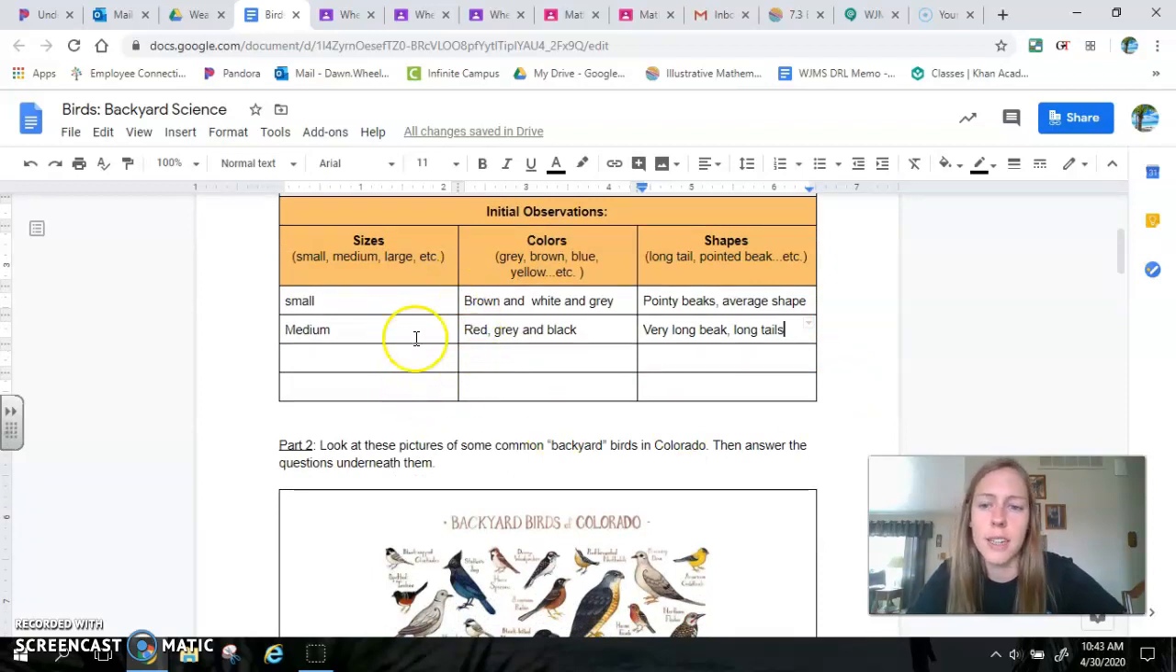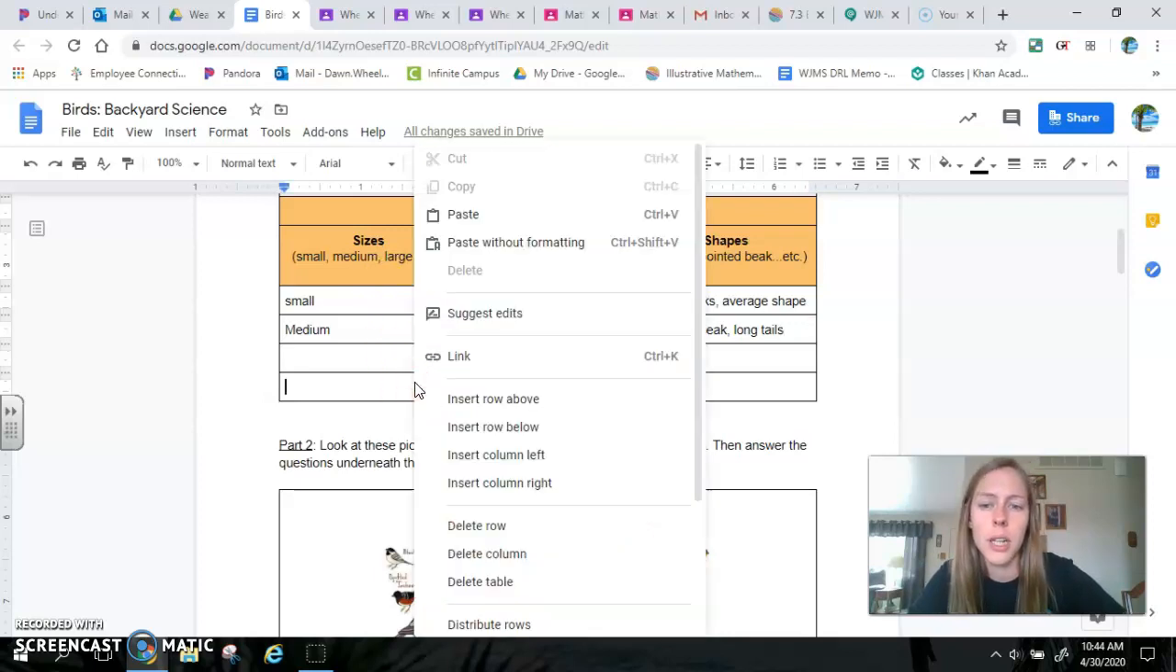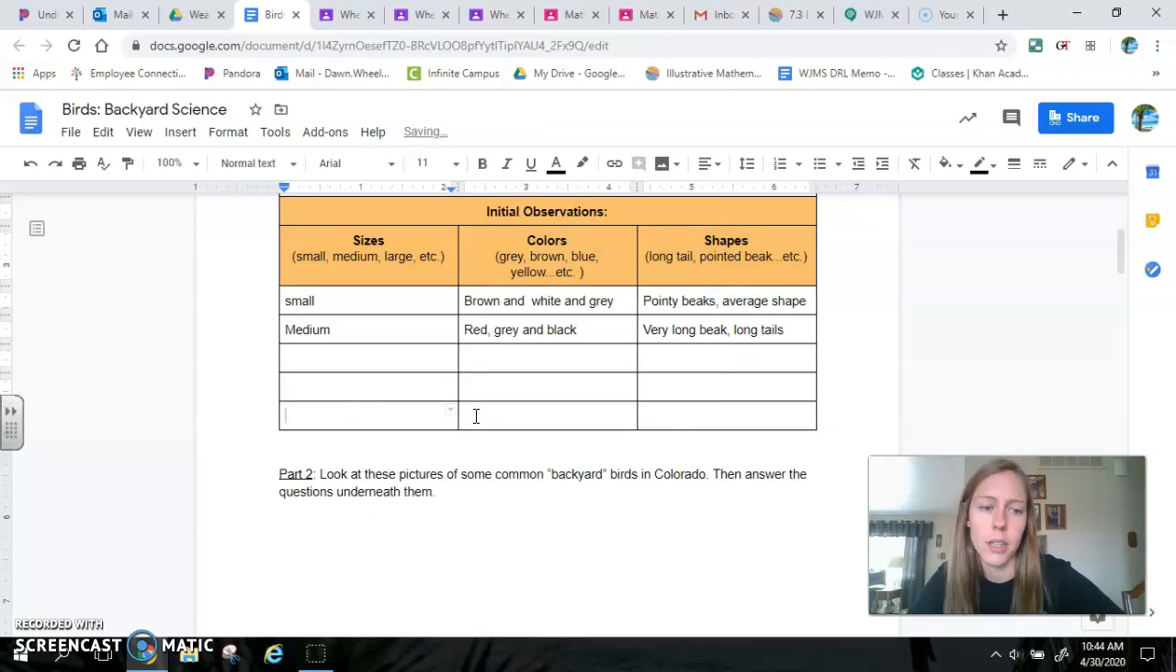These are just the boxes I can fit. If you only do 2, that's fine. If you want to add more, you can right click and do insert row below, and that'll give you another box if you want to add more.